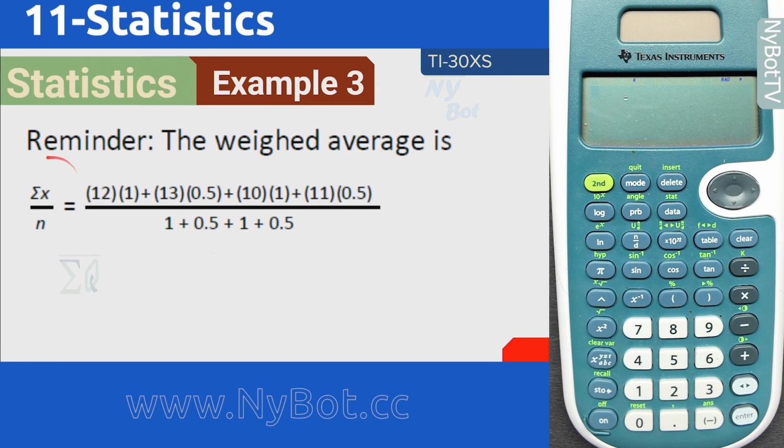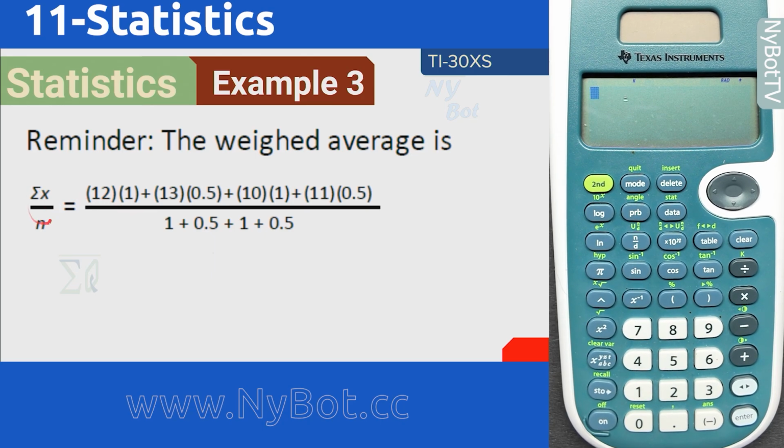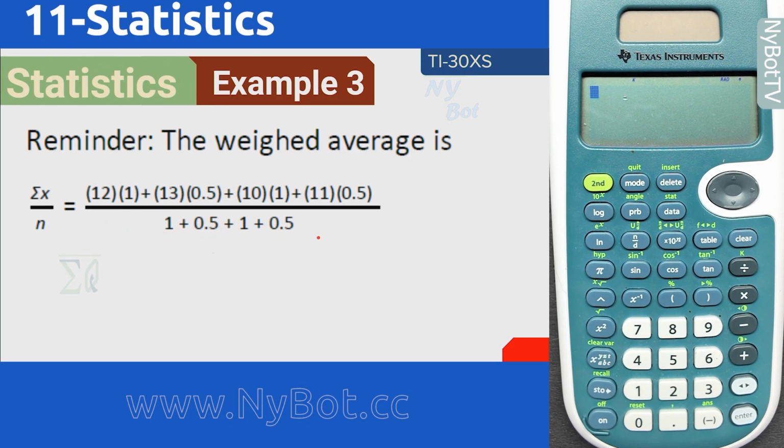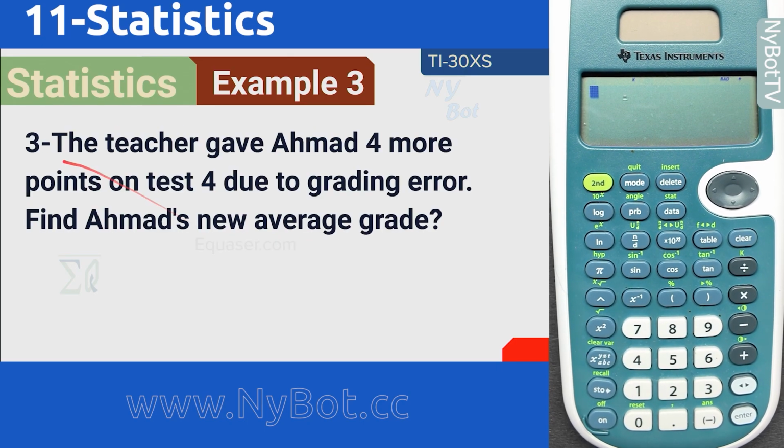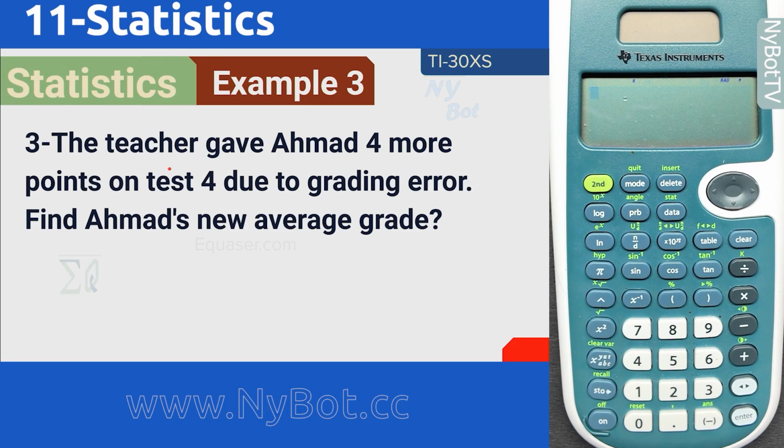So there is a reminder that using this formula we can find the average weight. We calculate, for example, each mark times the coefficient of each test, and then divide by the sum of the coefficients or weights. And number 3, the teacher gave Ahmad 4 more points on test 4 due to a grading error. Find Ahmad's new average grade.